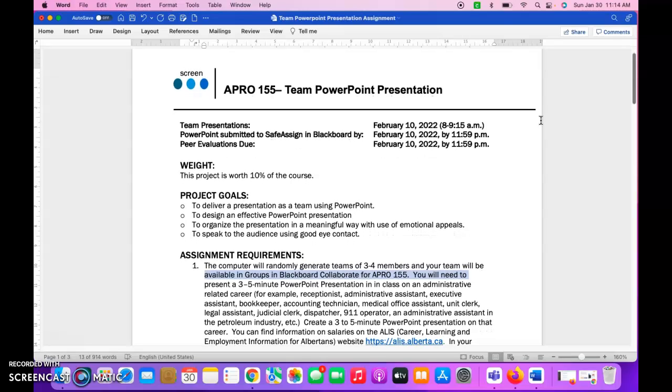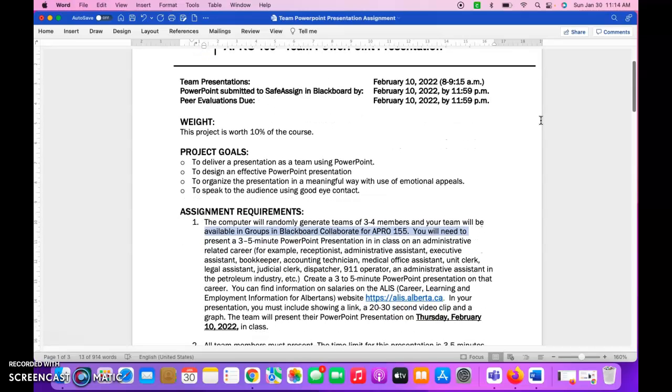And then there's also the peer evaluation, which I will discuss shortly. This project is worth 10% of your course. The goals of this project are to deliver a presentation as a team using PowerPoint. You've had some experience with PowerPoint already throughout your course in the program. The goals are also to design an effective PowerPoint presentation, and to organize the presentation in a meaningful way with the use of emotional appeals.